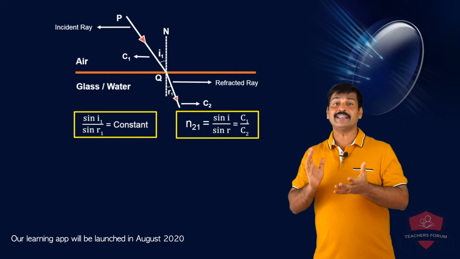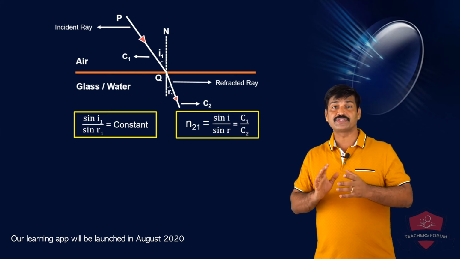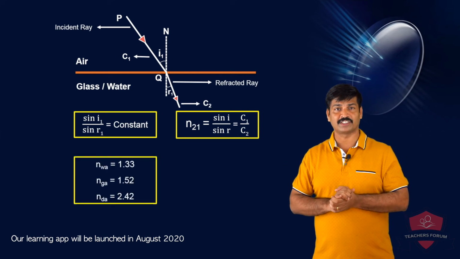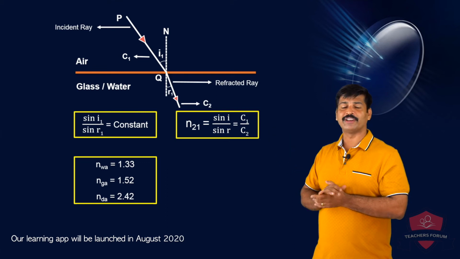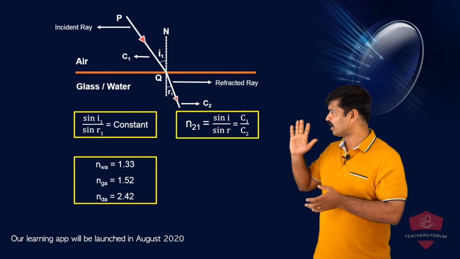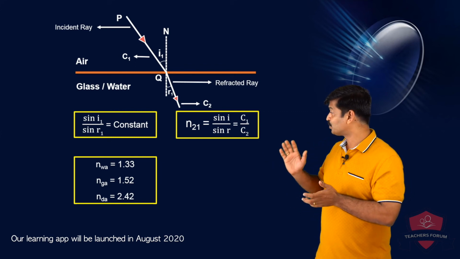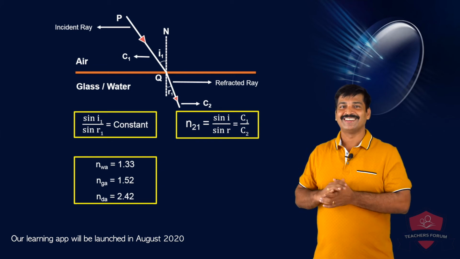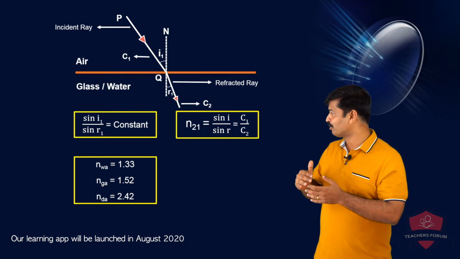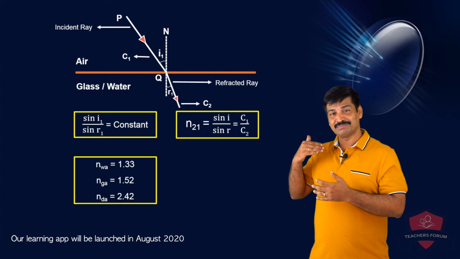Okay. Now, let us consider some values of refractive indices of some materials. Here we have taken the refractive index of water with respect to air as 1.33, refractive index of glass with respect to air as 1.52, and refractive index of diamond with respect to air is 2.42. You see, the refractive index of water is less than that of glass, refractive index of glass is less than that of diamond.